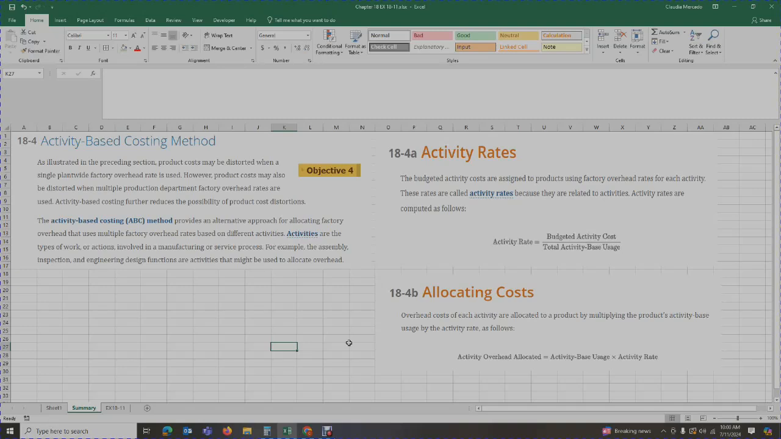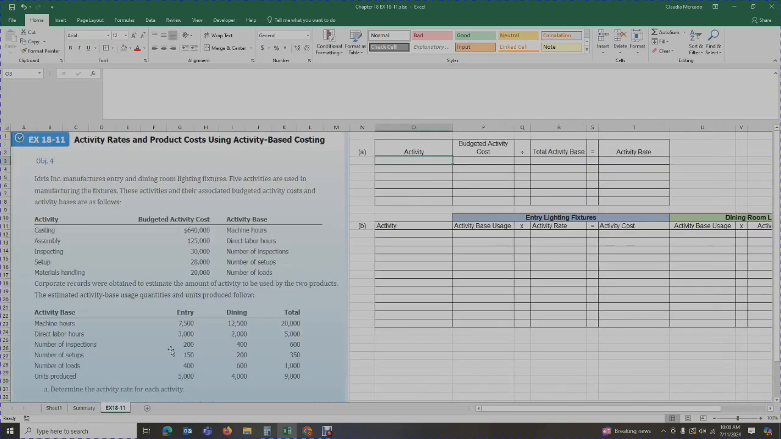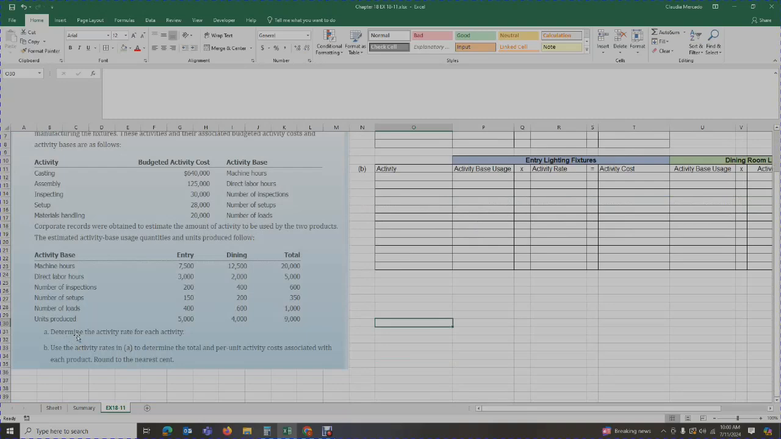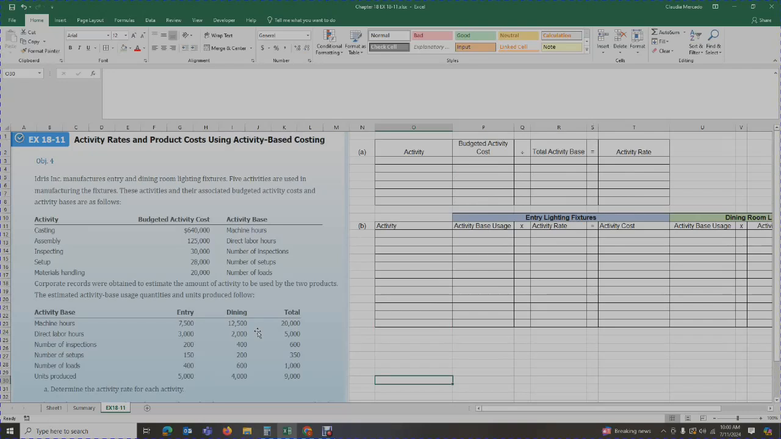I feel that once we begin working on the problem, it just makes a lot more sense what we're doing. It might seem overwhelming. There's a lot of information, but it's very simple math that we're doing. Do not be afraid, and you can always use your calculator. So let's begin to tackle the problem. The first part is to determine the activity rate for each activity. We have to first identify the activity rate because we're going to be using the activity rate to be able to figure out the activity cost.